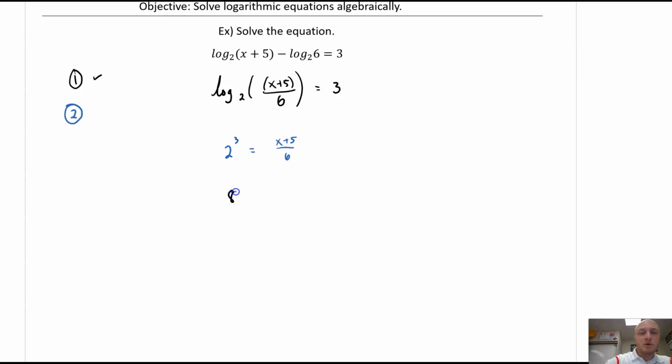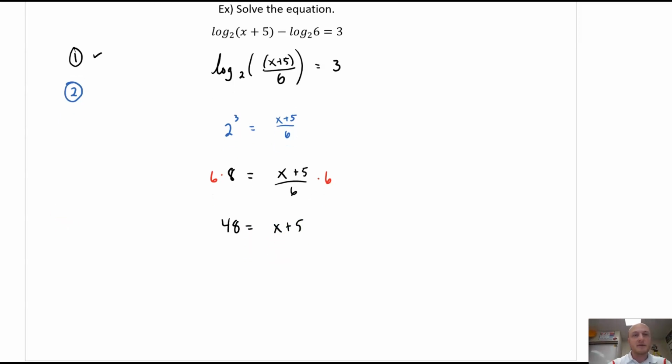Okay, so this is equal to 8, which is equal to x plus 5 divided by 6. So we'll go ahead and multiply both sides by 6. We get 48 is equal to x plus 5. And I'll go ahead and subtract 5 on each side to give us our solution. X is equal to 43.